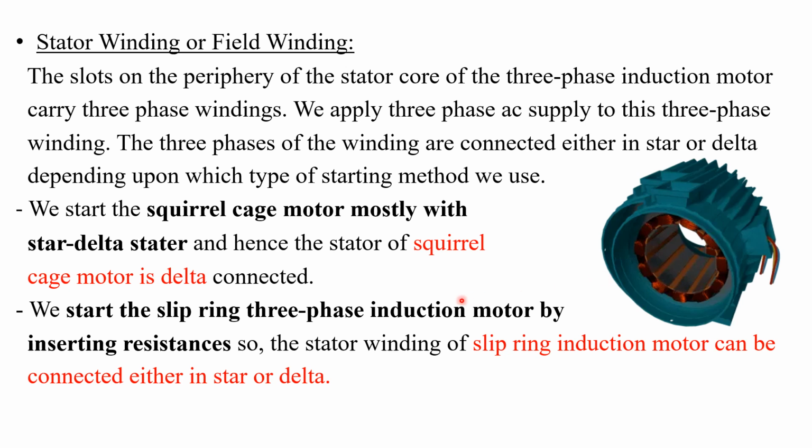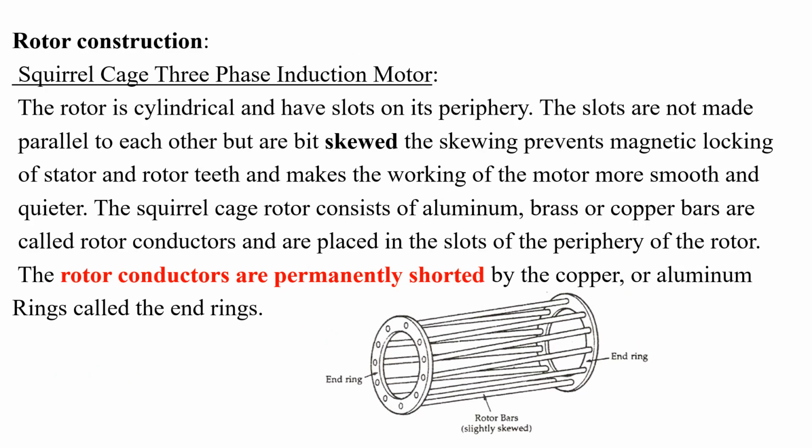But slip ring induction motors start by using resistance, so the stator can be either star or delta. These two points are important for technical exams. You can remember those points.